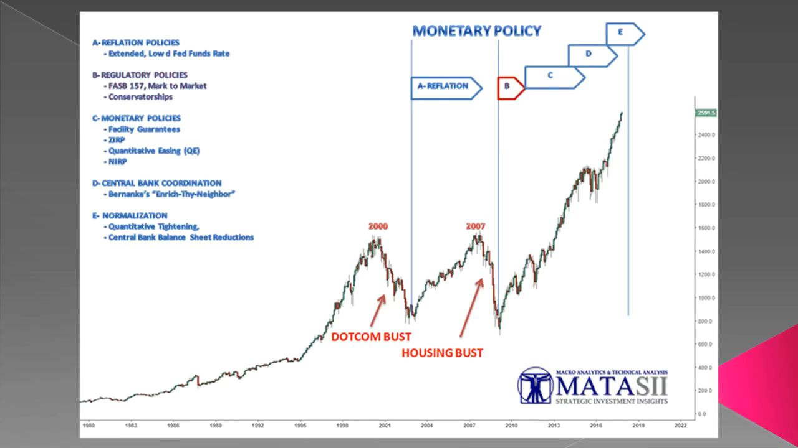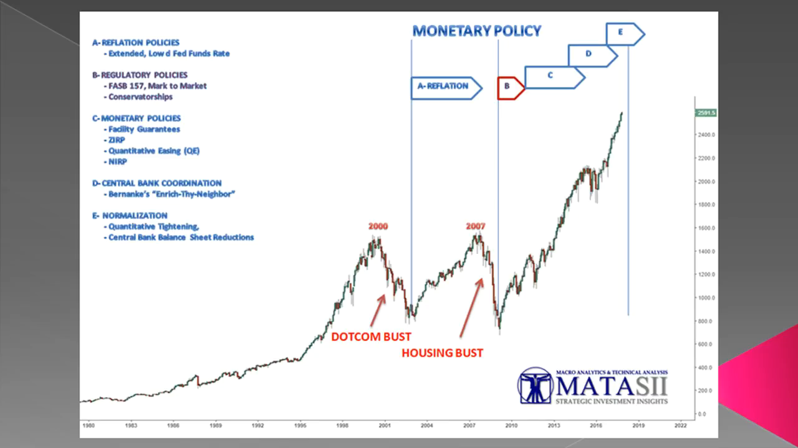In B, we had regulatory policies that got us out of the immediate impact of the 2007 financial crisis. That is FASB 157, where we jettisoned mark-to-market and still have to this day. It was only supposed to be a temporary measure, so that the banks can mark their books to whatever they decide they're worth. And that in itself was a massive problem that everybody's forgotten about.